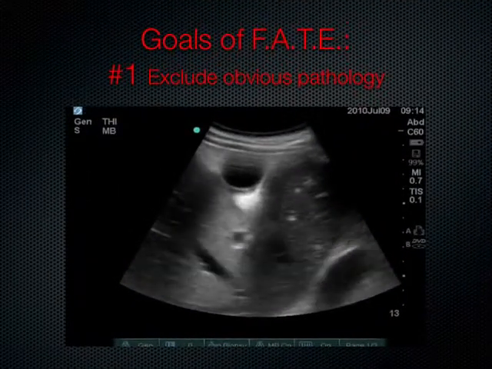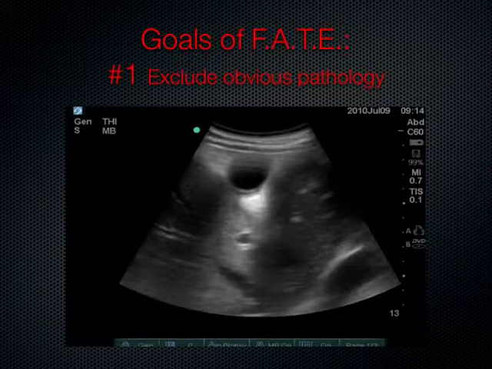So this was a patient that came to the emergency department with abdominal pain. A fourth-year medical student scanned the patient in the emergency department looking at the gallbladder. This is the gallbladder up here. There's a little bit of a reverberation artifact going on here.